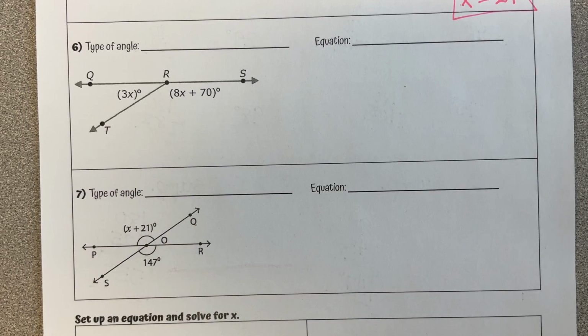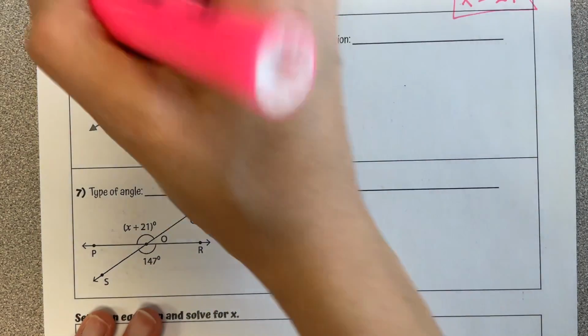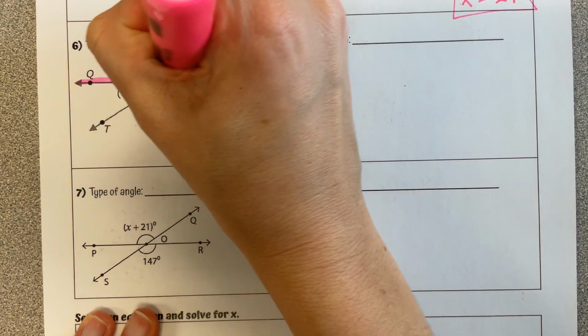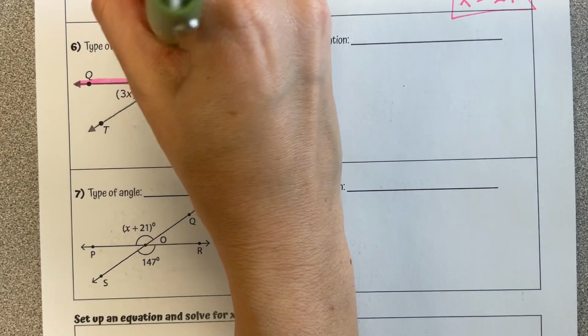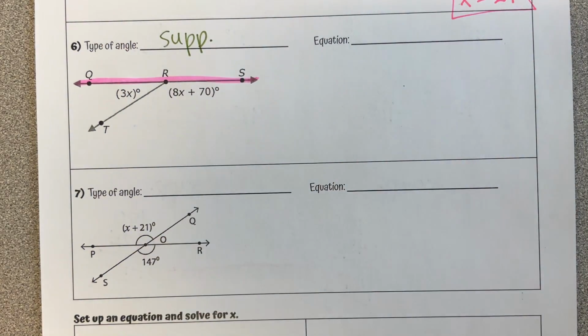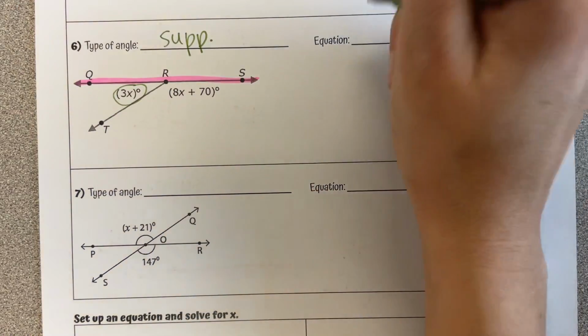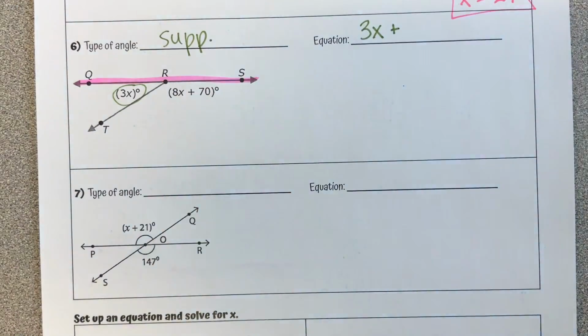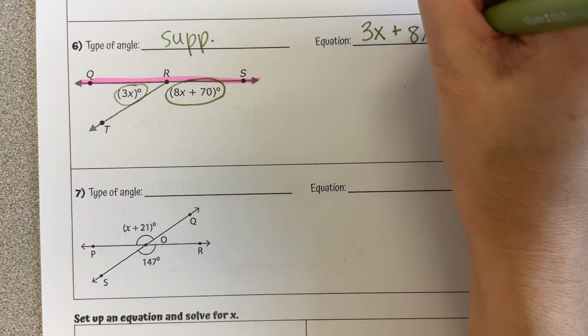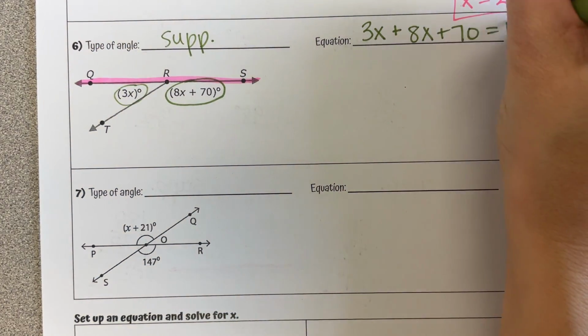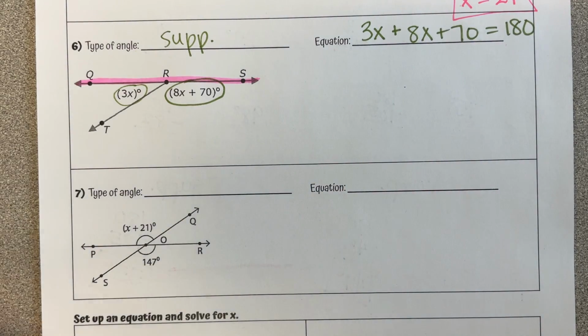Number 6, type of angle. They connect on a straight line. That means they are supplementary. For supplementary angles, they add to 180. So this 3x plus our other angle, 8x plus 70, equals a total of 180.